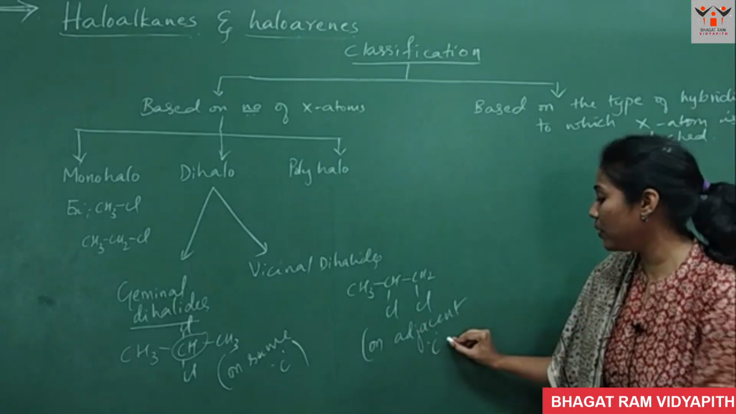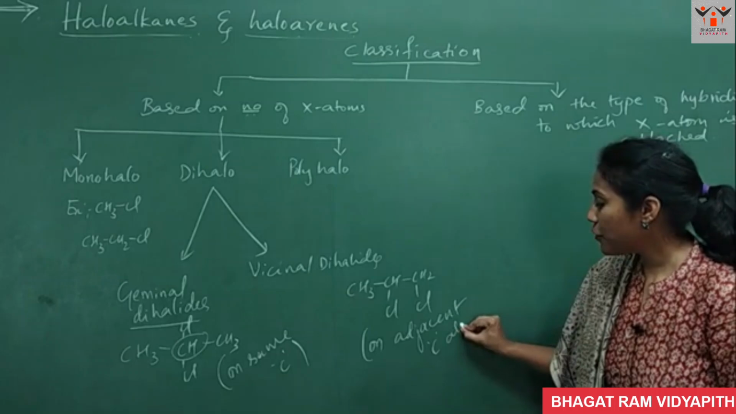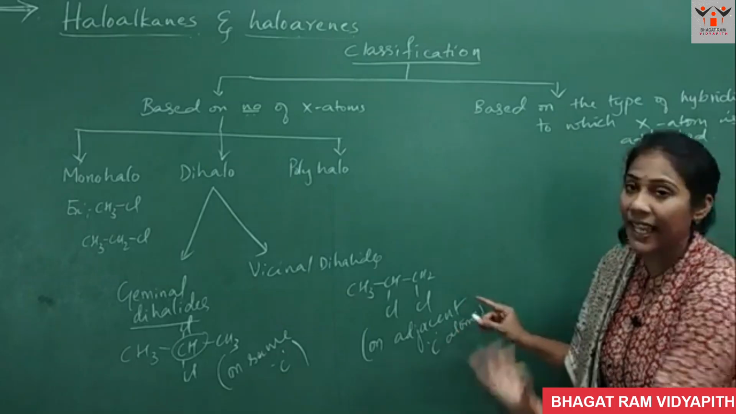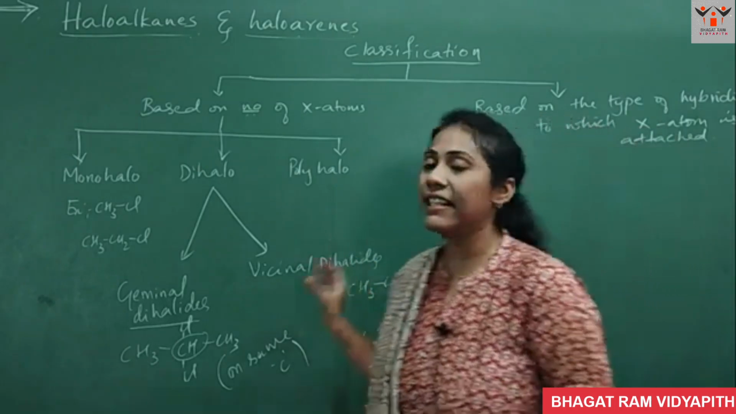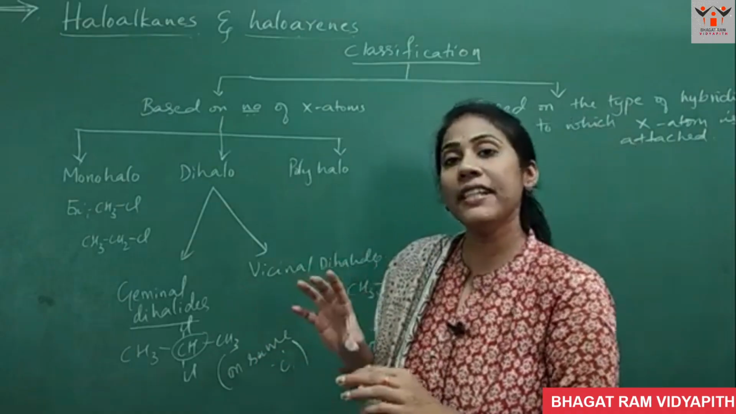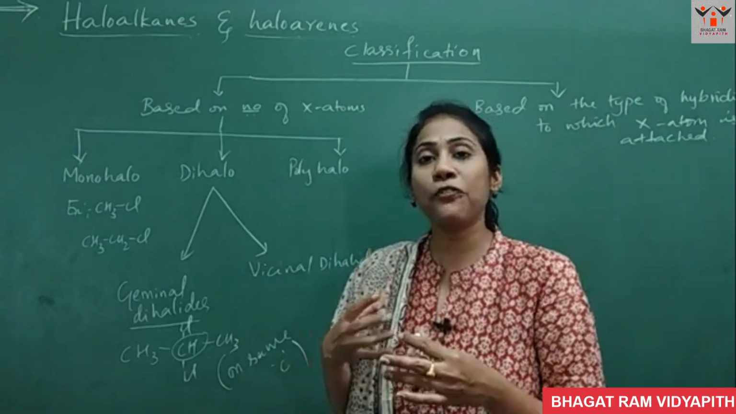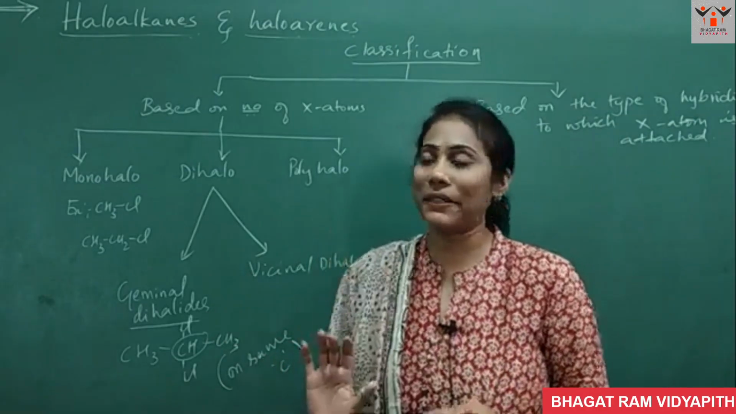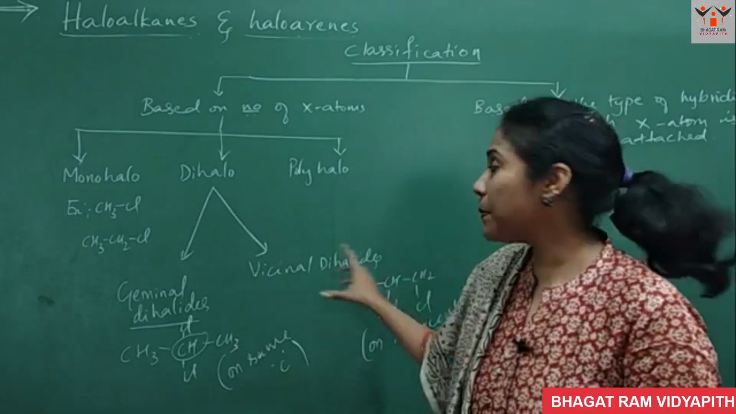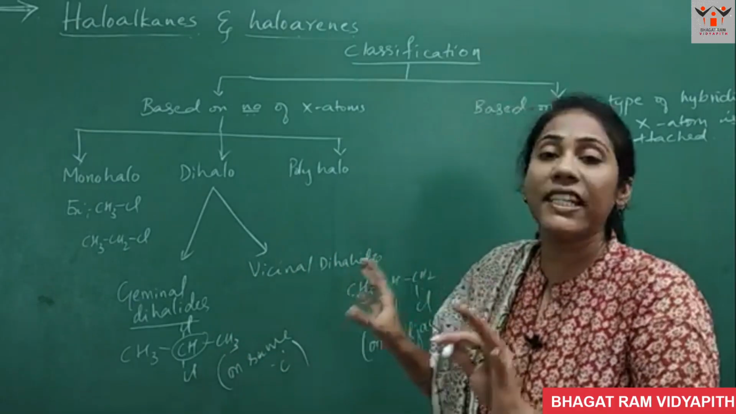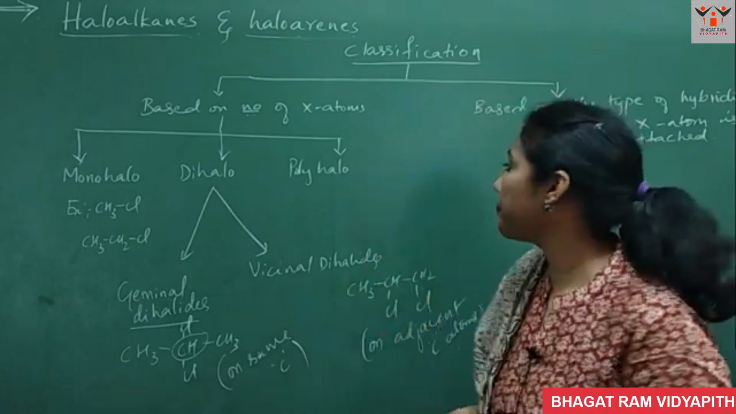That means side to side. Okay. So such dihalides are called vicinal dihalides. Vicinal in the sense adjacent carbon atoms. Geminal in the sense both of them are present at a single carbon. So this is the difference between geminal and vicinal, very important to understand.